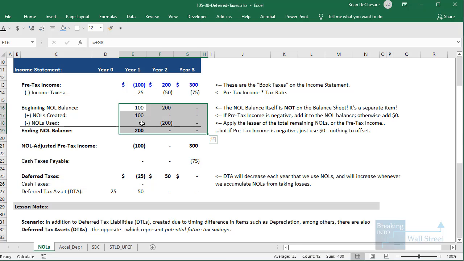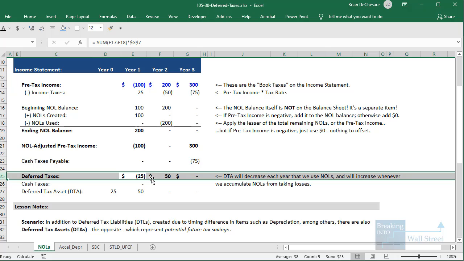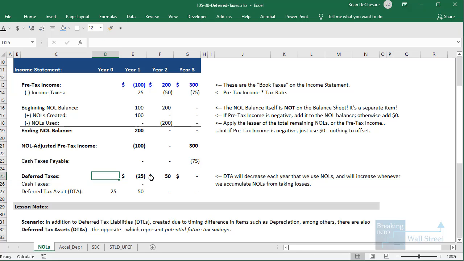NOLs get created when the pre-tax income is negative. They get used up when the pre-tax income turns positive. Deferred taxes on the cash flow statement are negative when the pre-tax income is negative, and when these NOLs get used up, the deferred taxes flip and turn positive because now the company is applying the NOLs to reduce its tax burden.